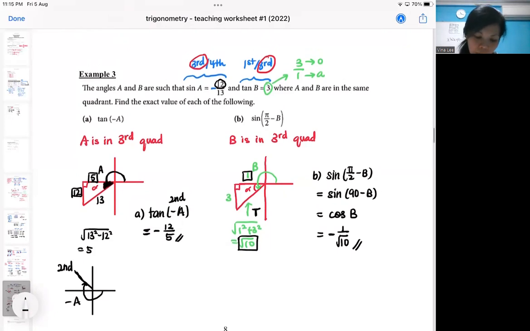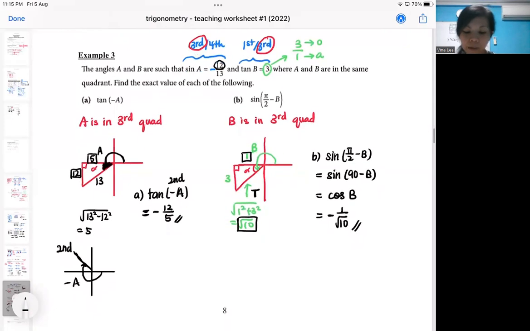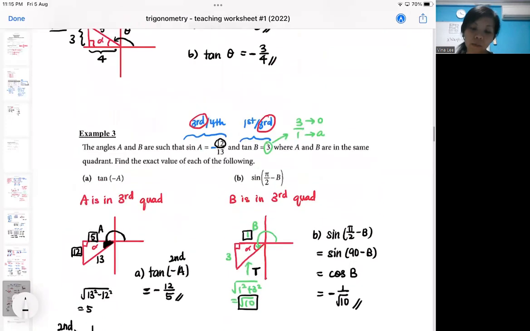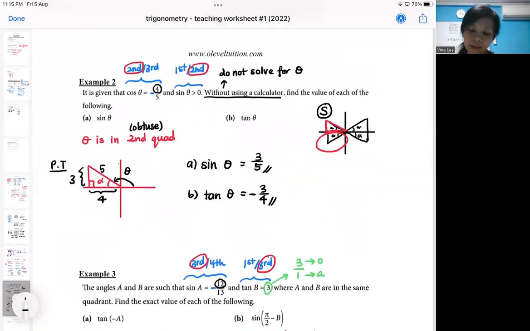There are more examples. Actually, there are a lot of questions that you're going to be practicing this. So you realize you will need your ASTC to be quite well. Then you will draw according to the ribbon, this part.